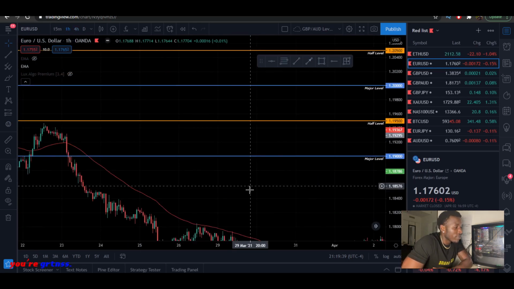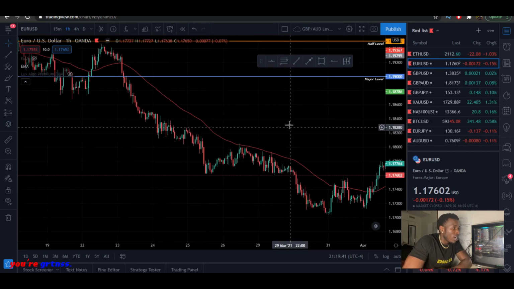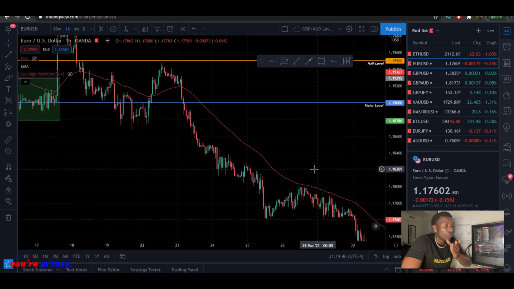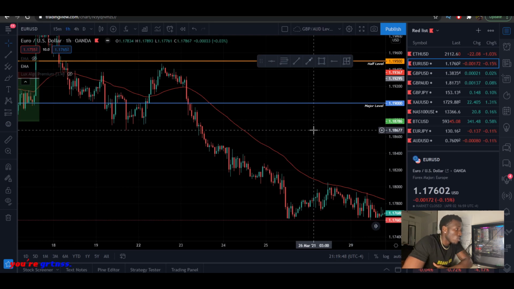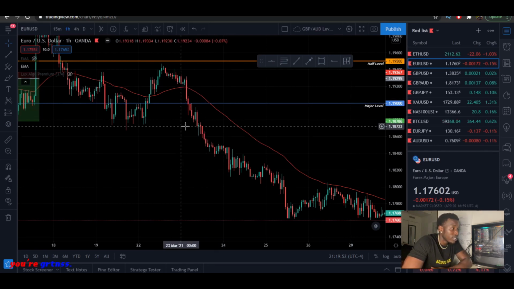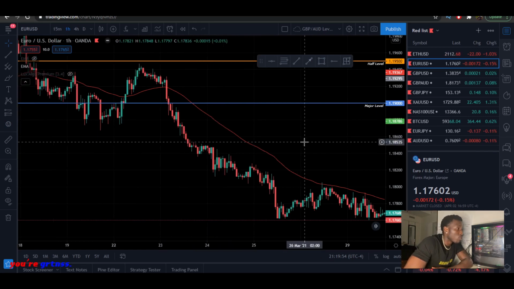I feel like I watch a lot of videos and they do the 4 hour, and I know a lot of y'all don't have patience for the 4 hour, because you have to wait 4 hours for each candle to close for a setup. So if you're on the 1 hour and you see that price just broke straight through the 50 EMA like this, you're going to want to wait for some sort of pullback.